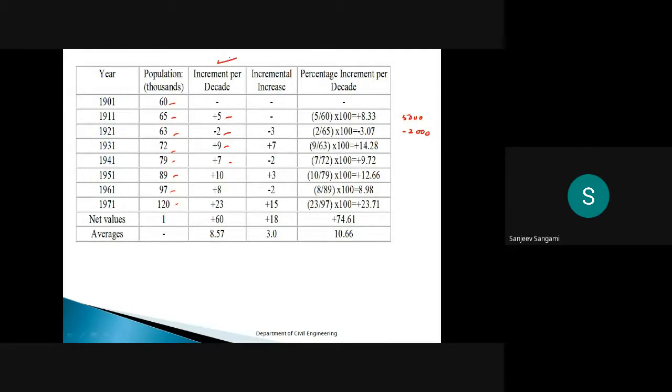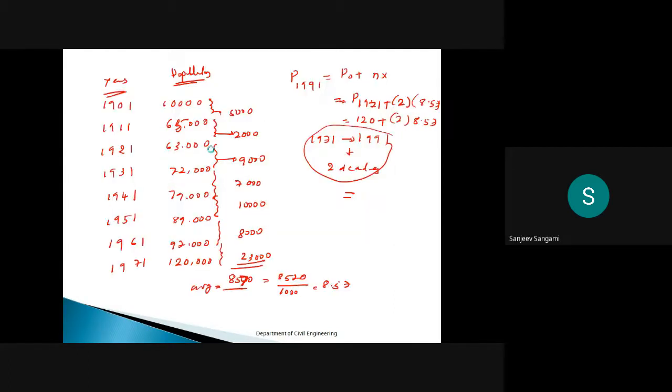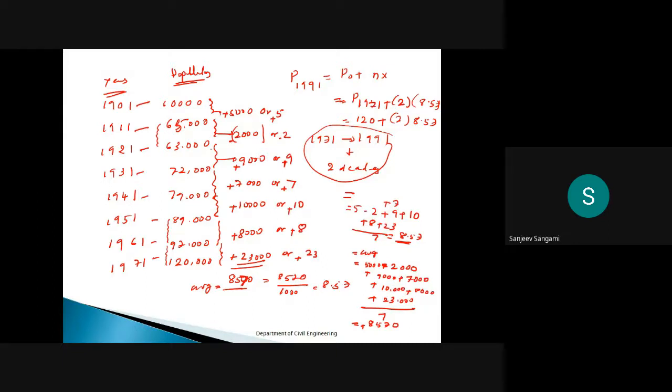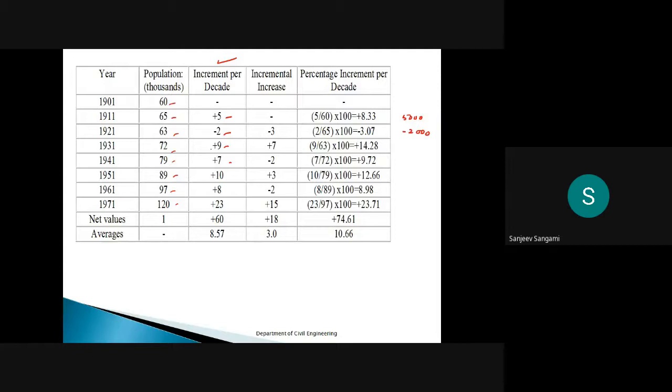Already completed. So here you can see that I already calculated it: 5, 2, 9, 7, 10, 23. We already calculated it. This is over.